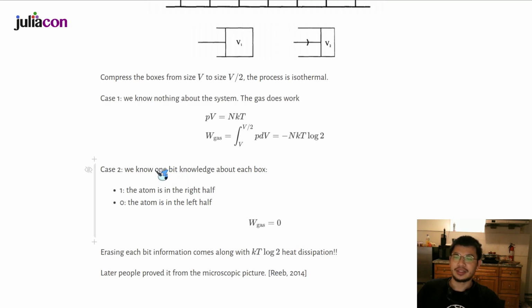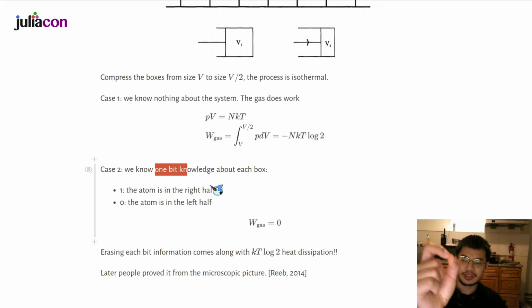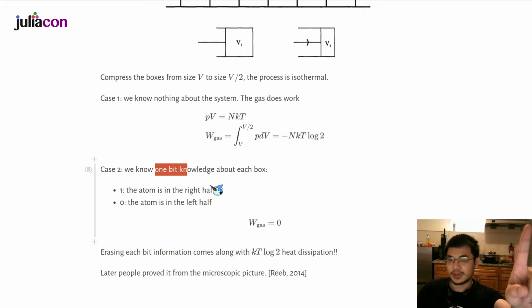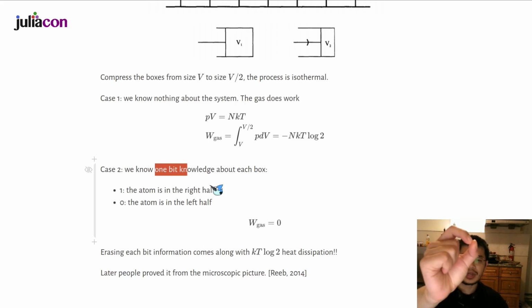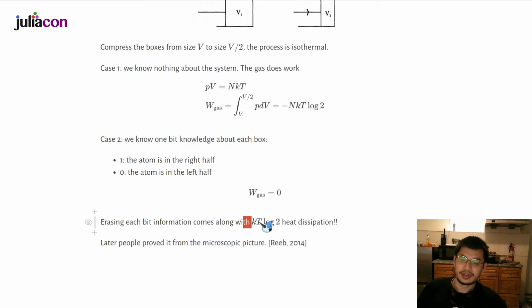In the second case, we consider we know one bit information about each box. We use Boolean number 1 to denote the atom is in the right half. We use Boolean number 0 to denote the atom is in the left half. If the box state is in 1, we compress the piston from the left. If it is in state 0, we compress it from the right. So that we need to do zero work because our piston never hits and accelerates the particle.